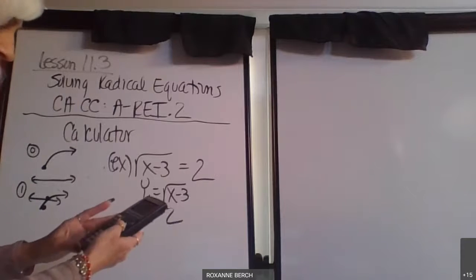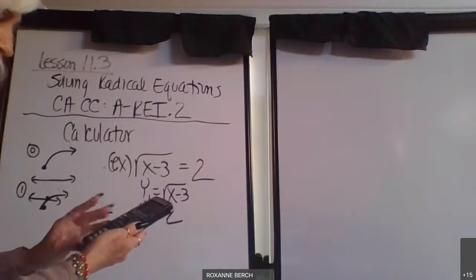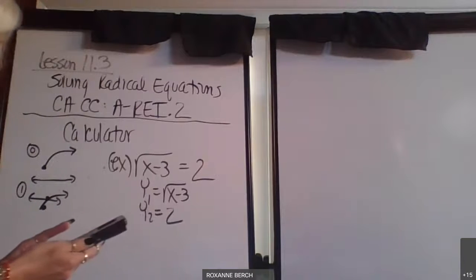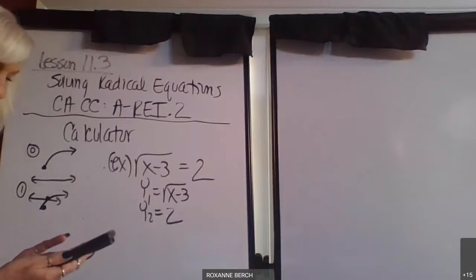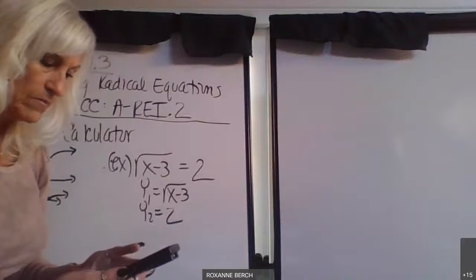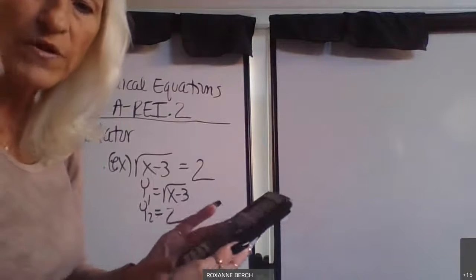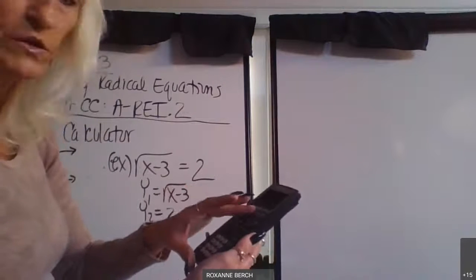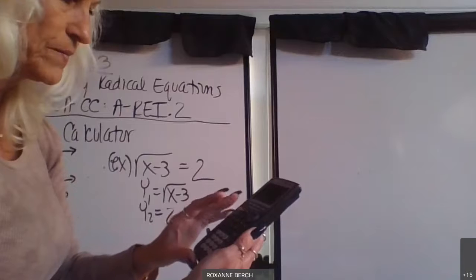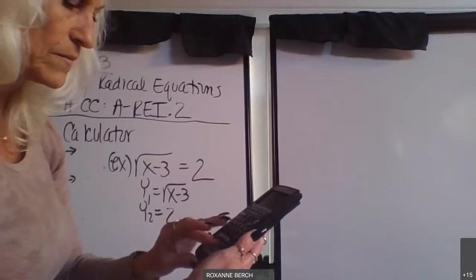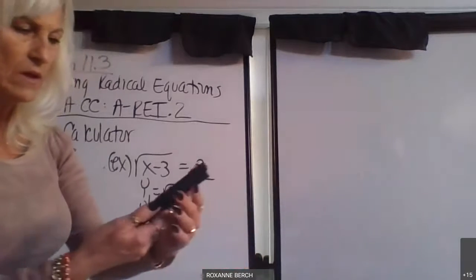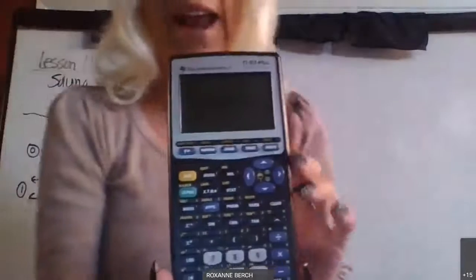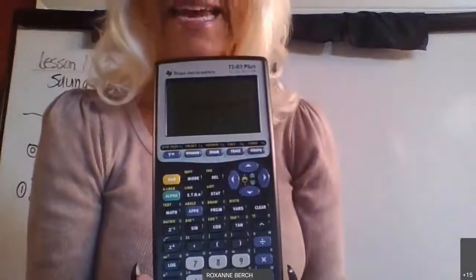Then under y sub 2, you're going to put a 2 and then hit graph. So if you want a standard viewing window, remember you go under Zoom, Z standard. And so this is what I have, and I don't like it because I can't really see it.